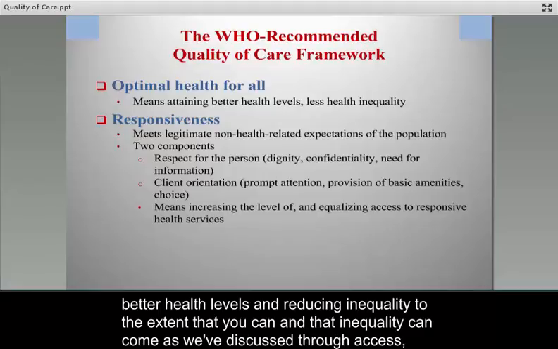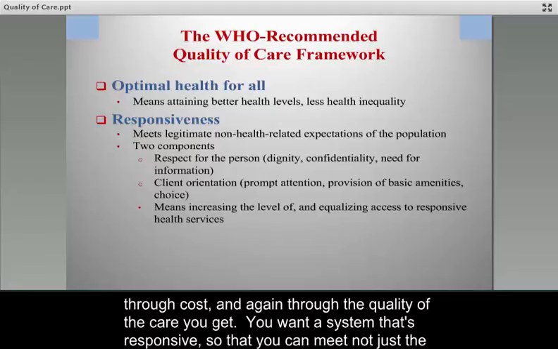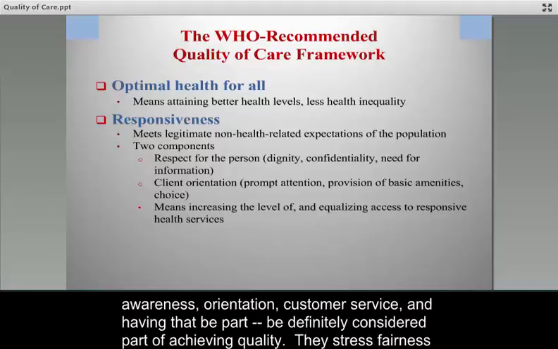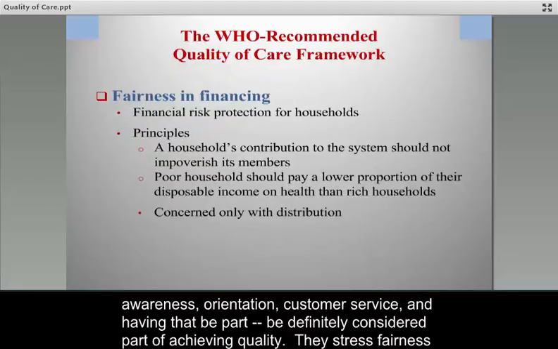That inequality can come, as we've discussed, through access, through cost, and through the quality of the care you get. You want a system that's responsive, so that you can meet not just the treatment needs, but also the issues we talked about in the patient's perspective: respect, cultural awareness, orientation, customer service, and having that be considered part of achieving quality.